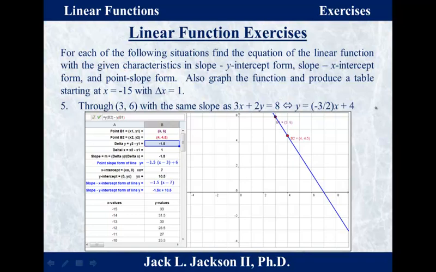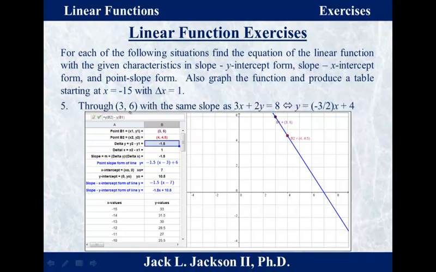It goes through (3, 6) with the same slope as 3x plus 2y equals 8. If we take 3x plus 2y equals 8, solve for y, and get it in slope-intercept form, we subtract 3x from both sides, divide by 2, and distribute, and we get y equals negative 3/2 x plus 4. So the slope of the given line is negative 3/2, and the line we're looking for has the same slope, so it's also negative 3/2.